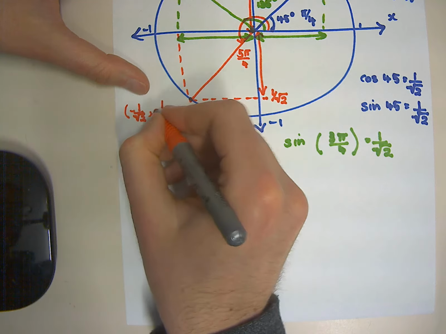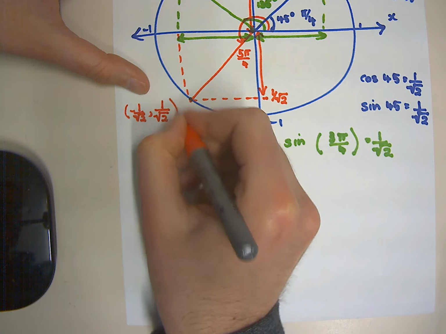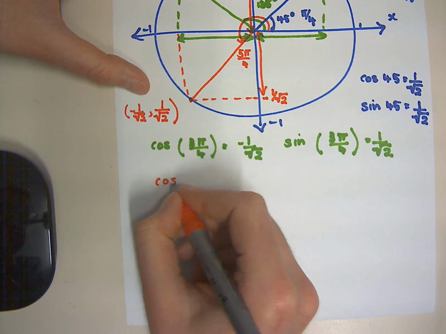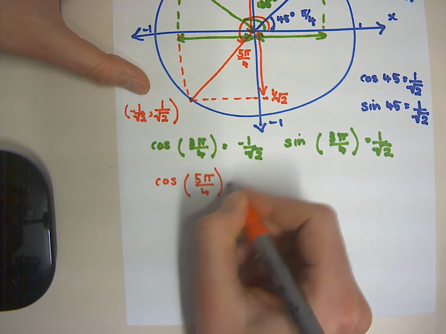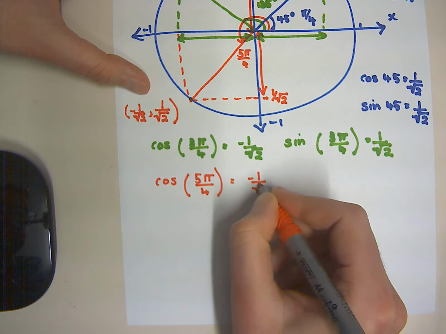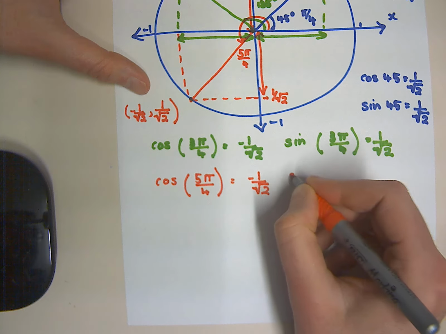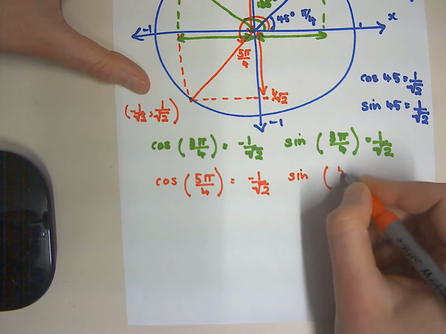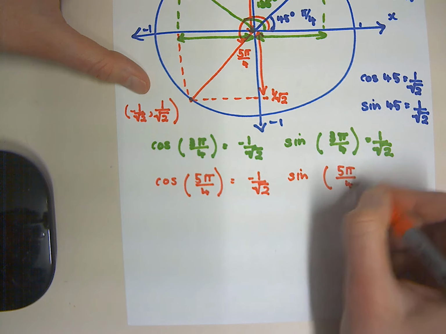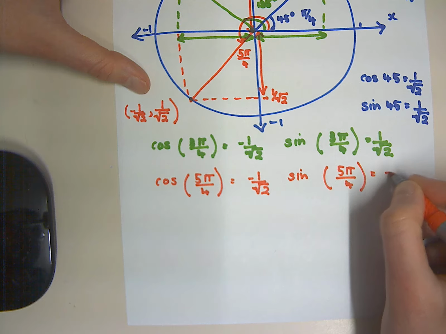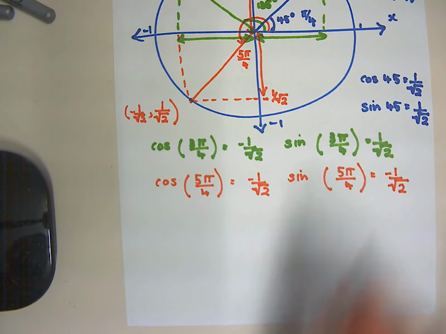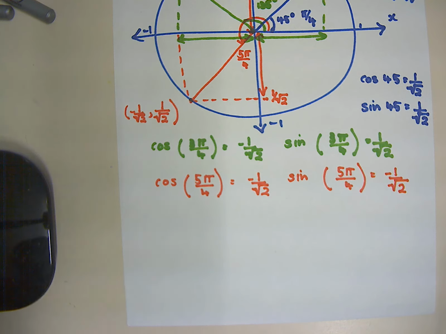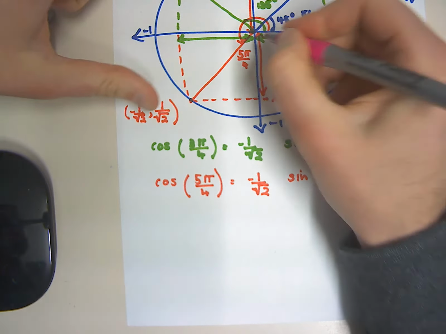So I can say then that cos of 5 pi on 4 is negative 1 on root 2, and then sine of 5 pi on 4 is negative 1 on root 2 as well. And then to go into the last quadrant, well, again, things would be very similar.